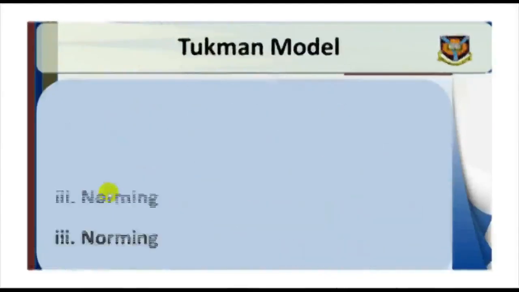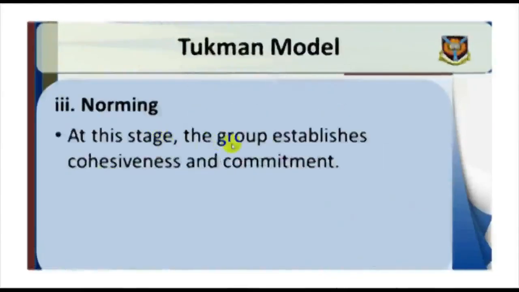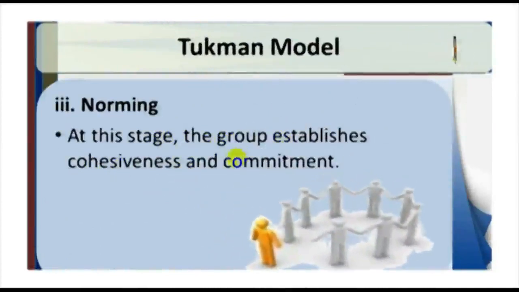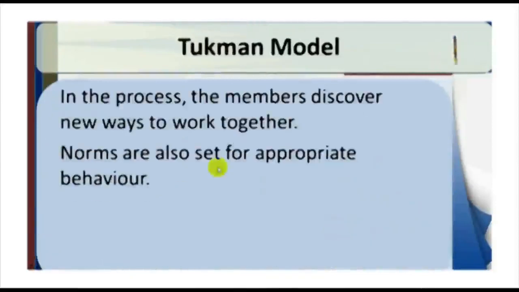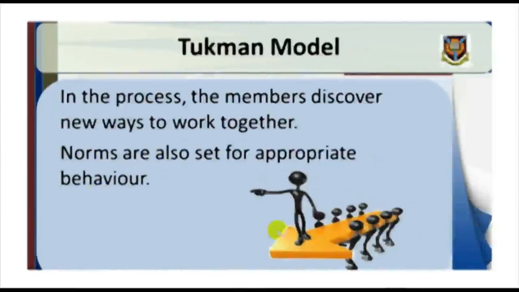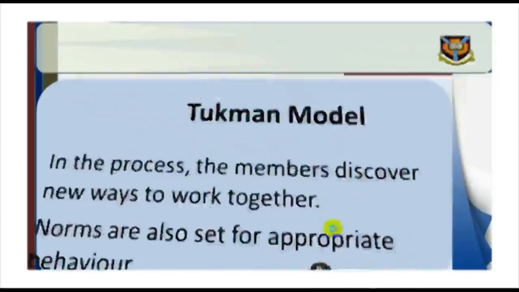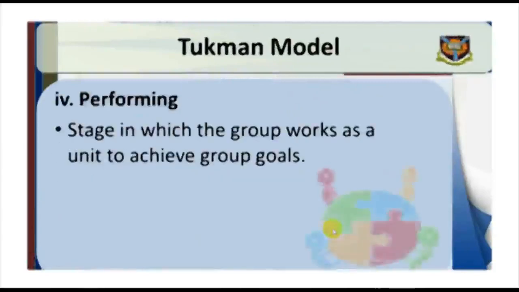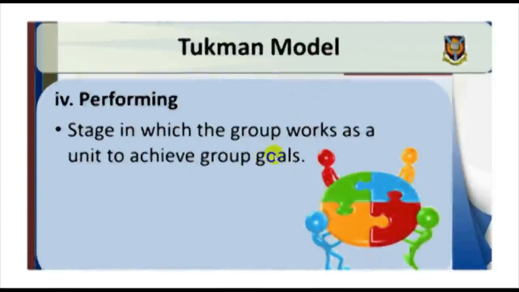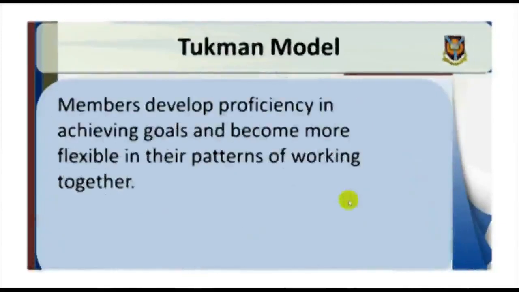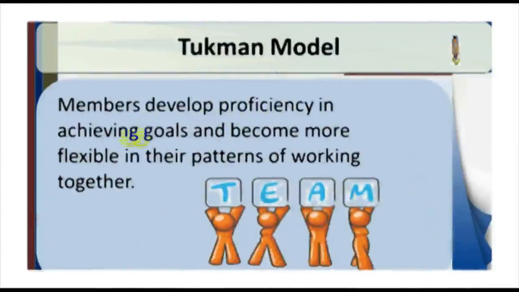3. Norming. At this stage, the group establishes cohesiveness and commitment. In the process, the members discover new ways to work together. Norms are also set for appropriate behavior. 4. Performing. This is a stage in which the group works as a unit to achieve group goals. Members develop proficiency in achieving goals and become more flexible in their patterns of working together.